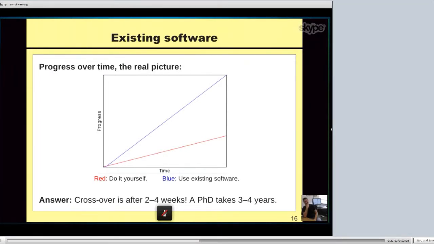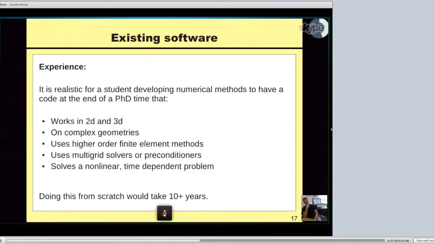On the other hand, since we started using widely used software, I think it is realistic that our students develop numerical methods with codes that work in 2D and 3D, that work in complex geometries, that have higher order finite element methods, that have, for example, the multigrid solver or preconditioner, and that solve nonlinear and time-dependent problems. So this is what we see that our students can do today, because we switched from implementing it themselves to using widely used projects.